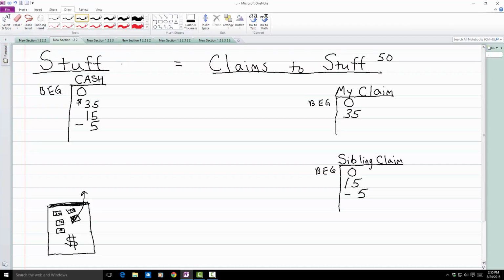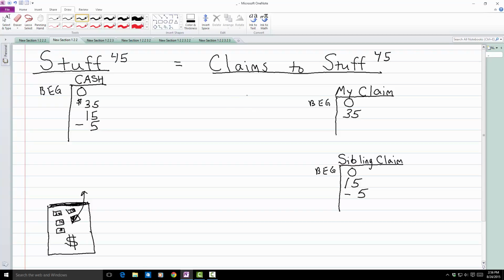That means we only have $45 left in the bucket. Of that $45 amount, your claim is still $35 because you didn't take anything out, and the sibling claim is now $10 because they took out $5. So notice again, we still have $45 in the bucket, and the claim to that $45 is divided up. $35 belongs to you, and $10 belongs to the sibling because they took out $5.